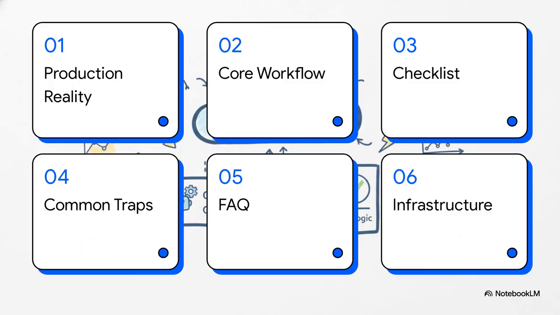We've got a pretty highly structured journey ahead of us. We're going to cover the production reality, the core workflow, an operational checklist, how to avoid common traps, a quick FAQ, and we'll wrap up with building production-grade infrastructure. Let's get to it. Section 1.